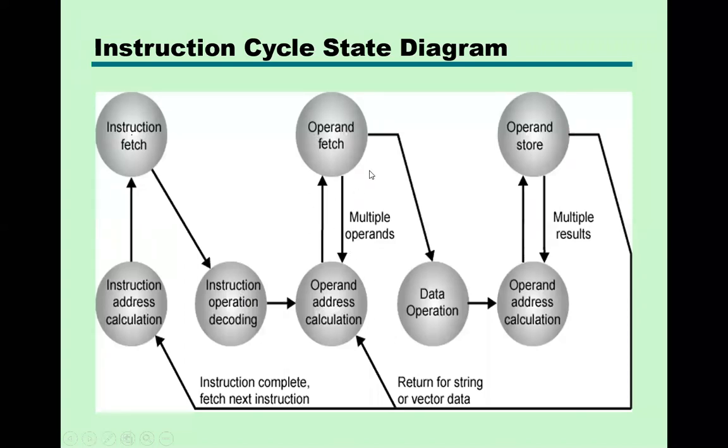For example, A, B, multiple operands are there. So multiple times we have to fetch the operand. You fetch the operand, then you perform an operation. As per the instruction add A and B, we perform an addition operation, and then we store the result. Again, to store the result, we have to calculate the address, and as per the address, we store the resultant operand. If multiple results are there, multiple times we have to store our result. That's why a loop is available to store multiple results. The same result may have to be provided to the next instruction, or we fetch the next instruction. So this is a simple state diagram.